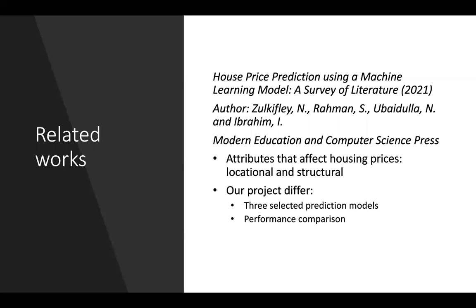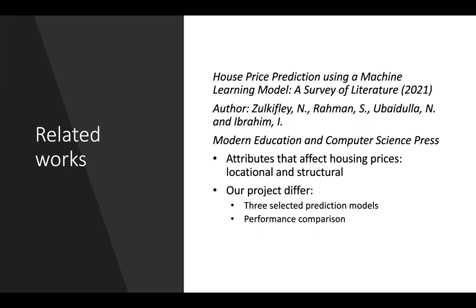Several studies have been done on the same subject. I'm going to talk about 3 such studies and explain how our work differs and what kind of gap is filled with this paper. The first related work that we found was a survey from 2020 to find housing attributes that affected housing prices. It was found that these attributes are primarily locational and structural. Using their findings, we have used locational and structural attributes to train our model.